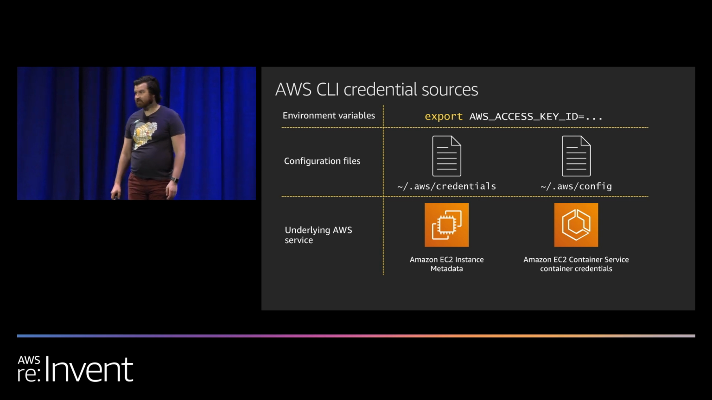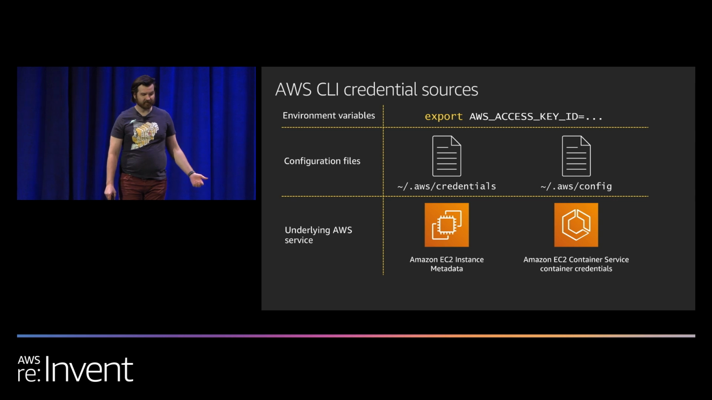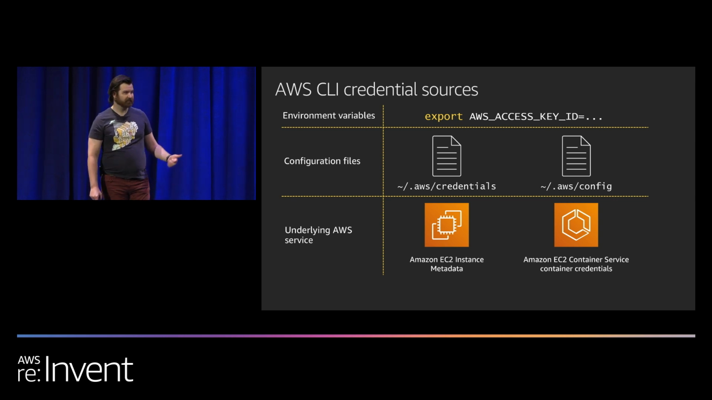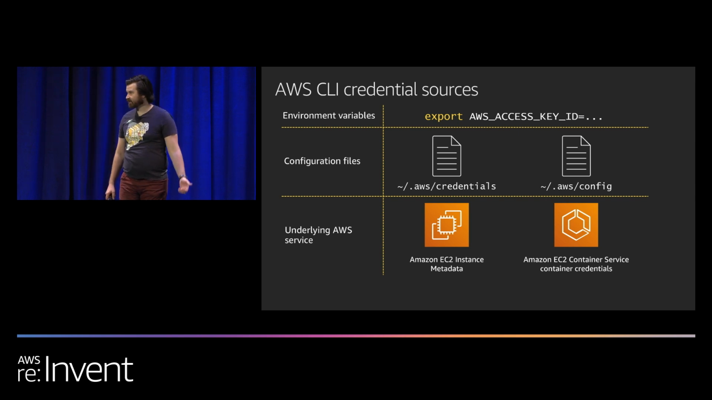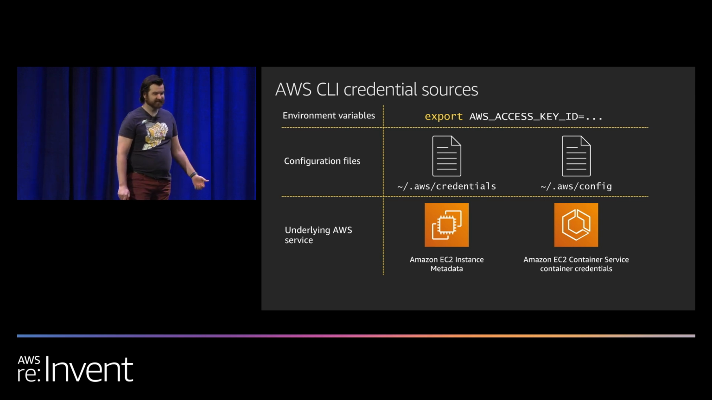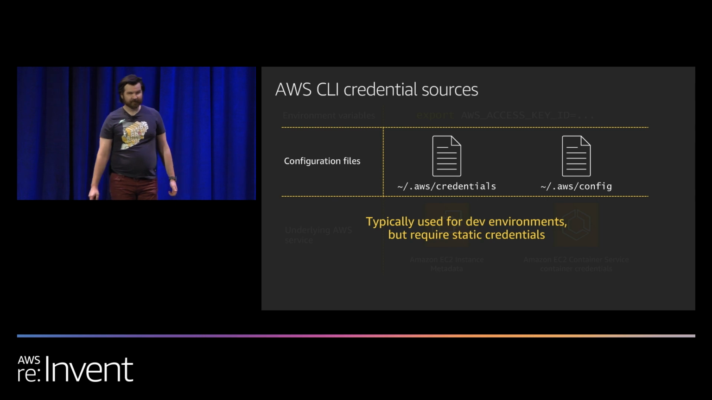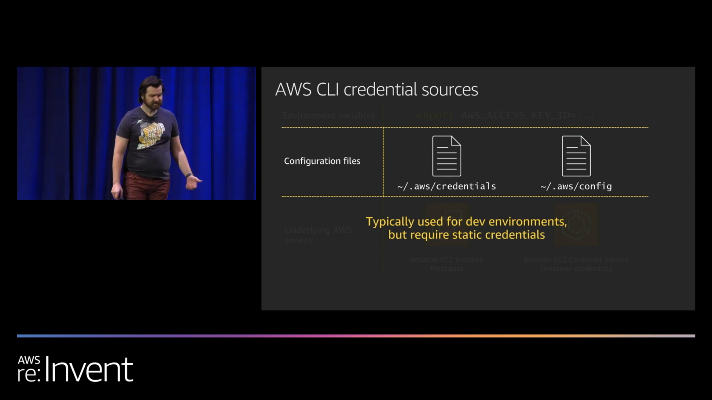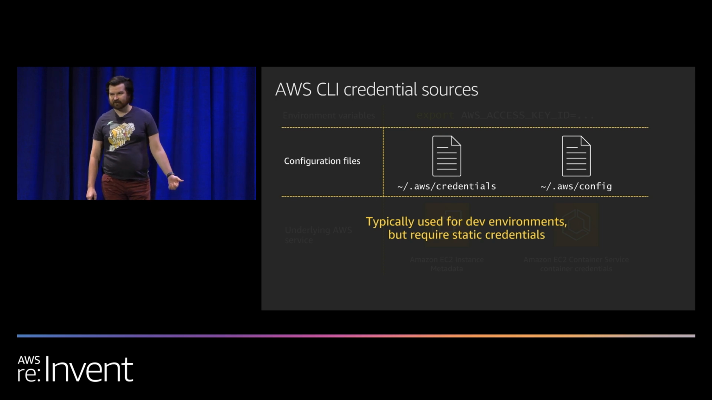The CLI will also source credentials from the underlying AWS service. So like in the demo, we were able to pull credentials from the instance metadata service because we were running on an Amazon EC2 instance. Furthermore, the CLI will pull container credentials if you're running in an Amazon ECS container. And for the most part, if you're in a development environment where you're creating new resources, updating resources, or doing some introspection on them, you're typically going to be using configuration files.